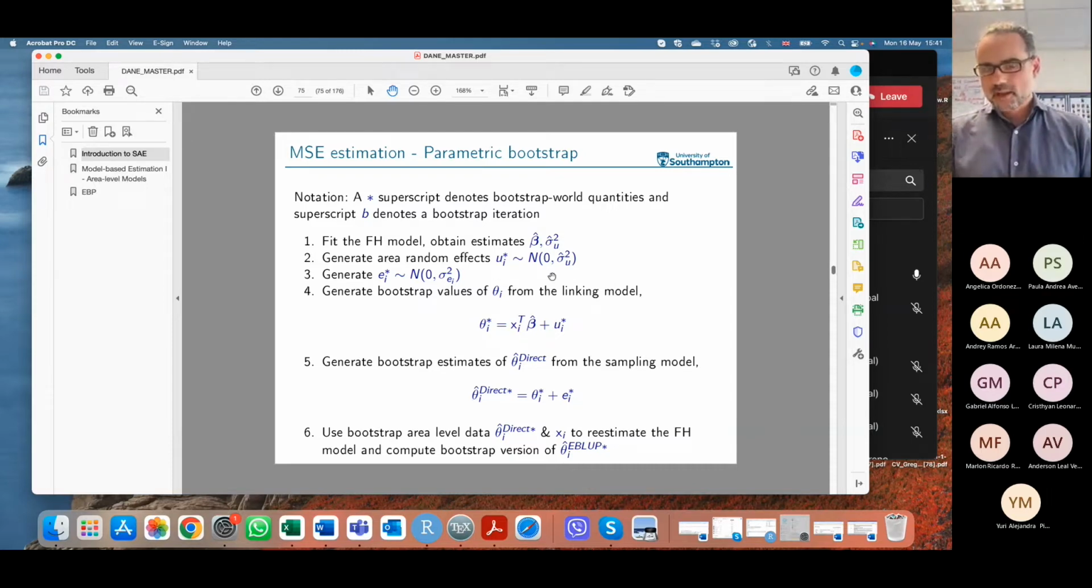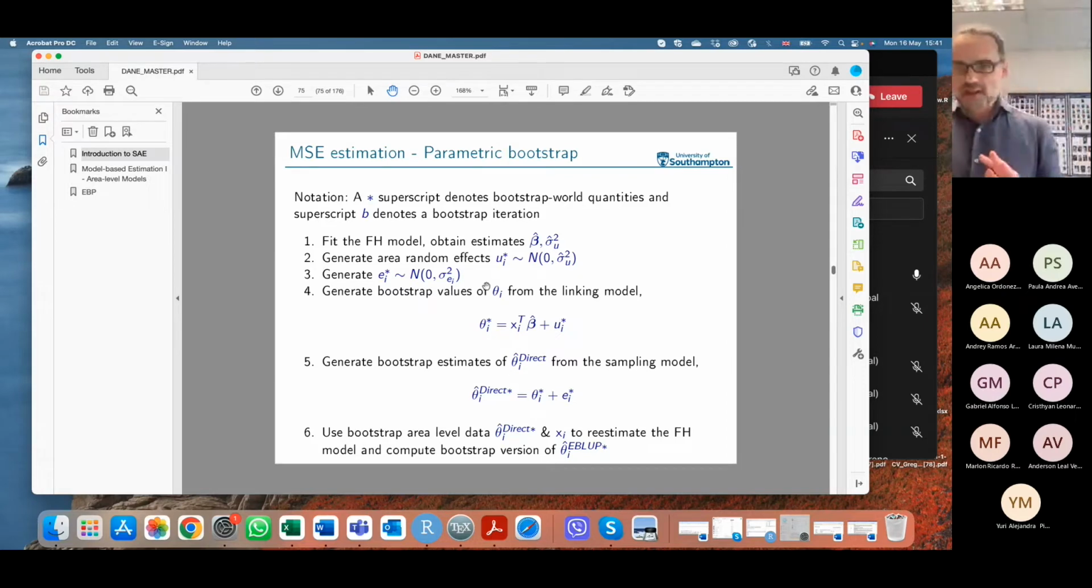What else can I do? I can draw one set of sampling errors, e_i star, which follows a normal distribution with mean 0 and variance equal to the sampling variance that I estimated for the direct estimate. So this is sigma squared e_i.